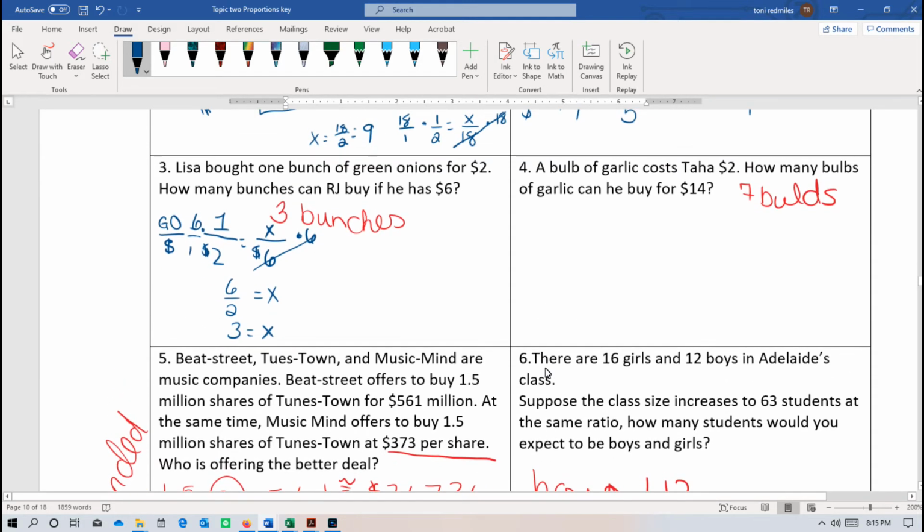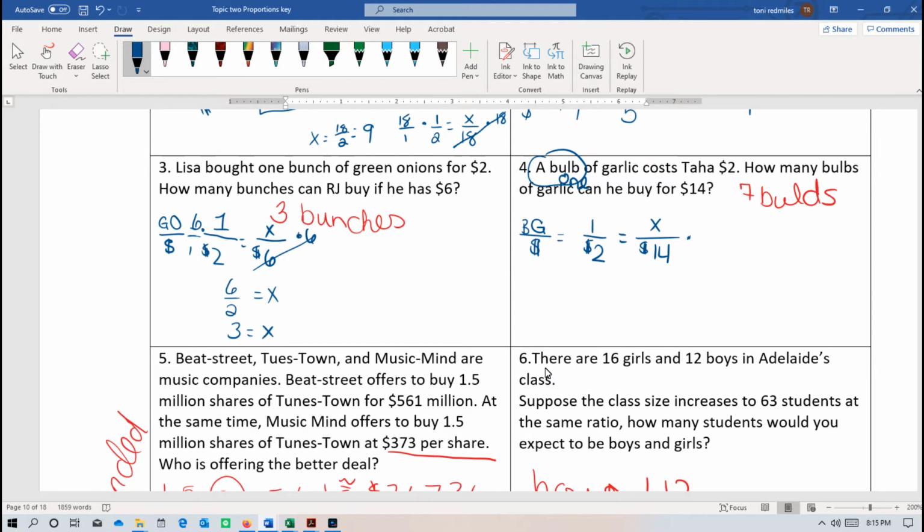A garlic bulb costs Taha $2. How many bulbs of garlic can he buy for $14? So a bulb means 1 bulb. 1 bulb of garlic. So I'm going to put bulb of garlic over money. I know that 1 bulb costs $2. How many can I buy for $14? So garlic bulb has to be on the top of both of my ratios and the money on the bottom.